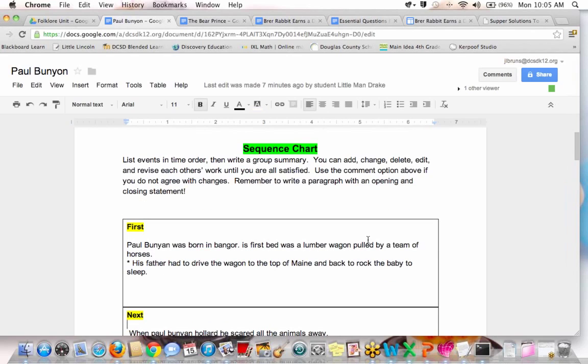Take it away. What happened first in the story, Paul Bunyan? Paul Bunyan was born in Bangor. His first bed was a lumber wagon pulled by a team of horses. His father had to drive the wagon to the top of Maine and back to the Rocky to rock the baby to sleep. Okay. Next, what happened?